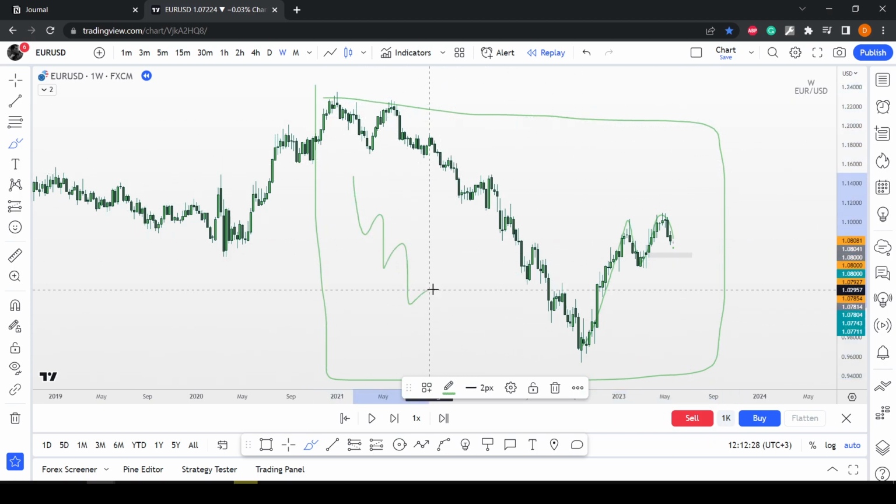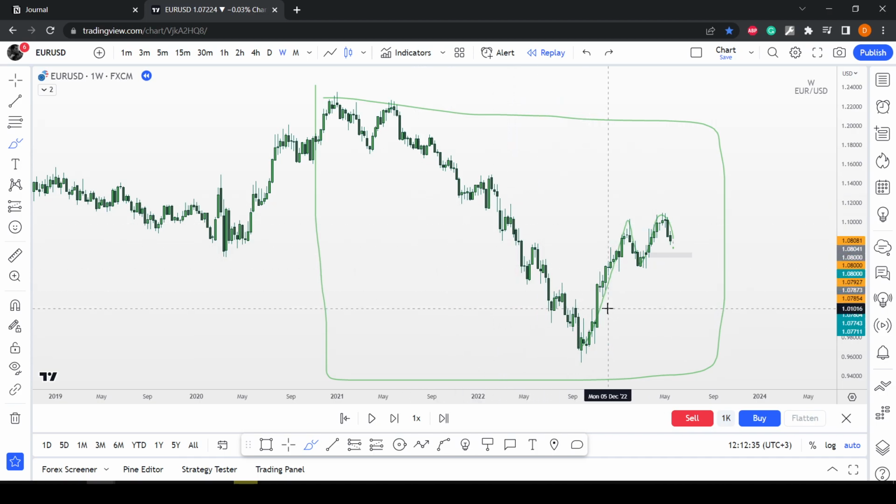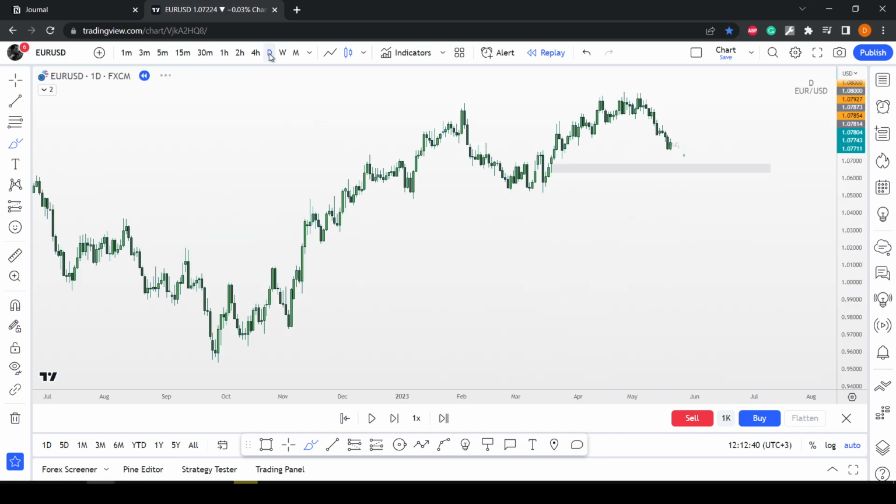Yeah, we go down, down, down, down, and then up and up. And we even didn't go up yet. So basically only one move to the upside. So more likely a redistribution.